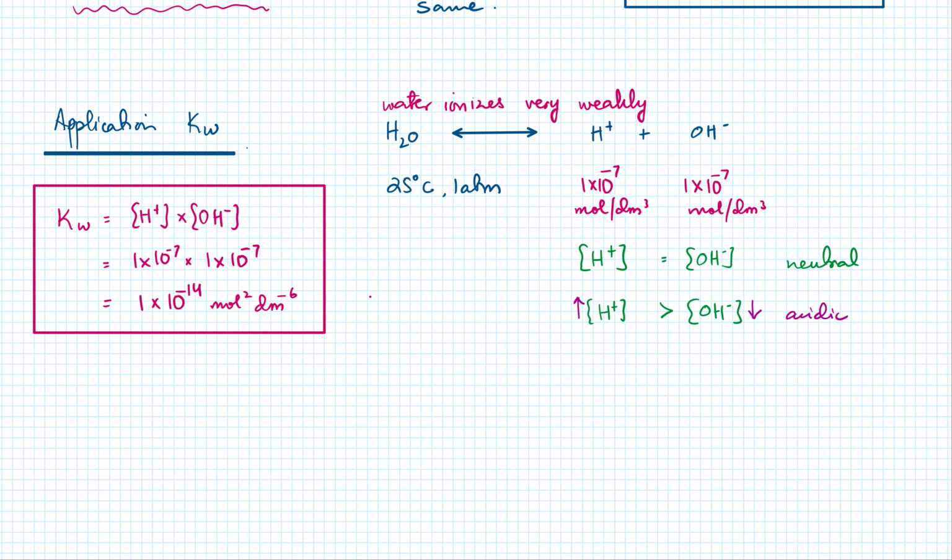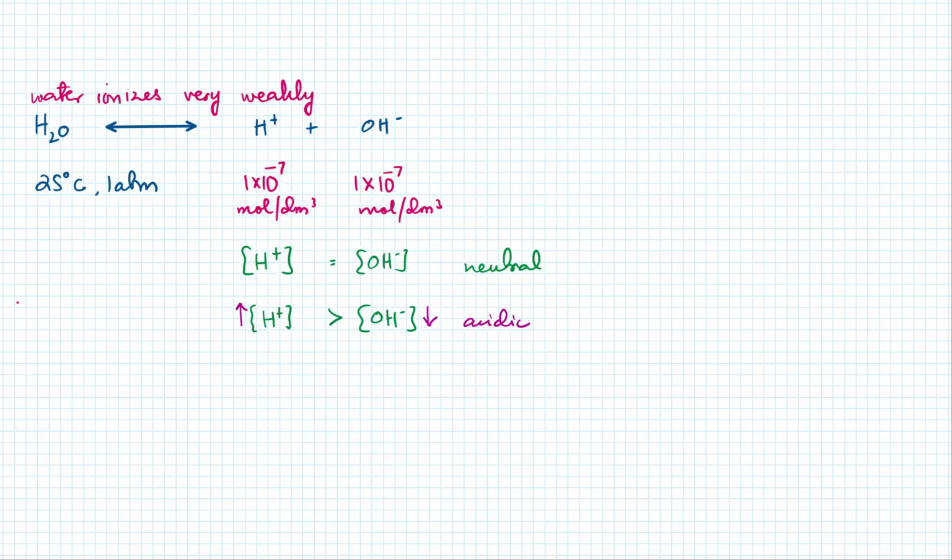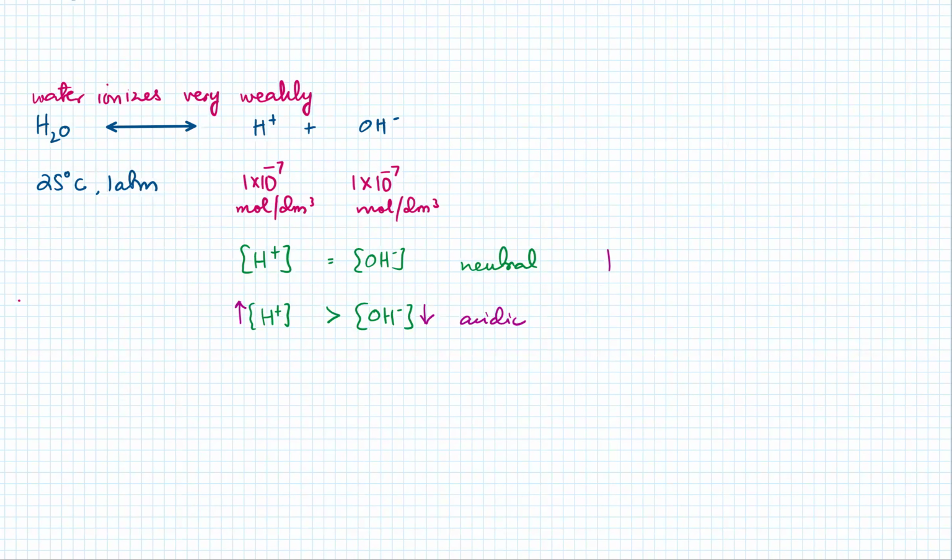But the value of Kw still remains exactly the same. What was the value of Kw? It was 1 times 10 to the power minus 14. Because it's a constant, right? So the value is still 1 times 10 to the power minus 14. If one goes up, the other goes down, but the product remains exactly the same. Is this clear? Yes, sir.